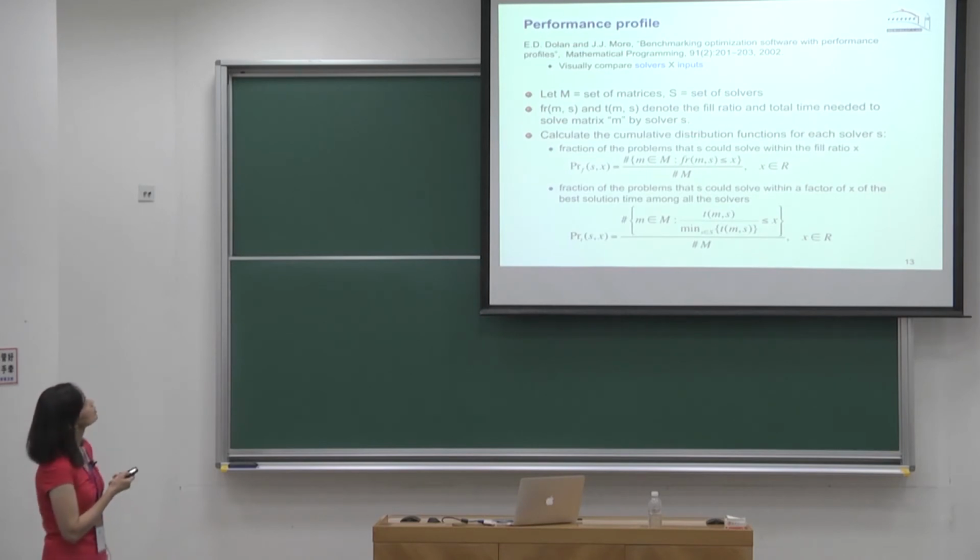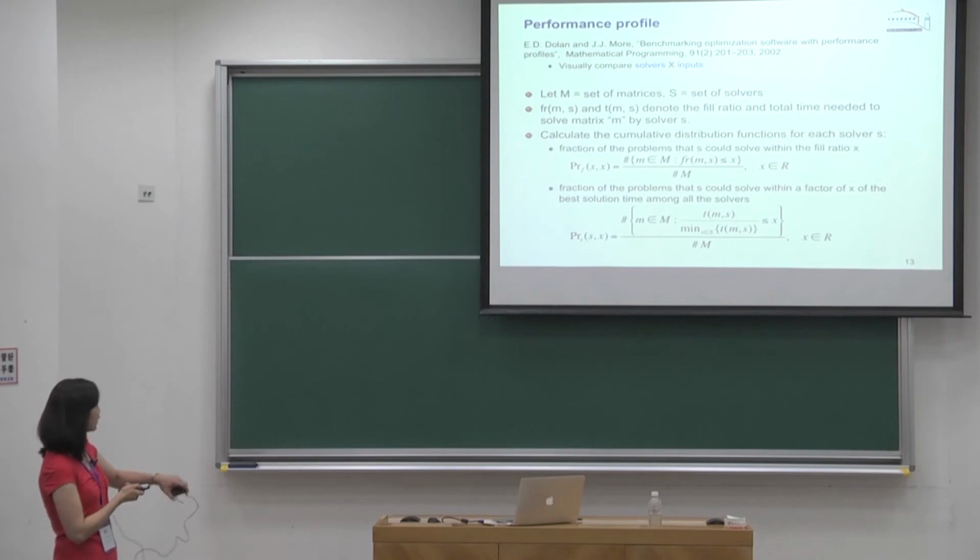One of the things that I want to spend a little time on is this performance profile, which was first proposed by George Murray and Elizabeth Dolan when they were studying benchmarking of optimization software. There are a lot of optimization algorithm software packages, and they wanted to see what the performance looks like. Then they developed this pretty powerful tool to study different solver input combinations.